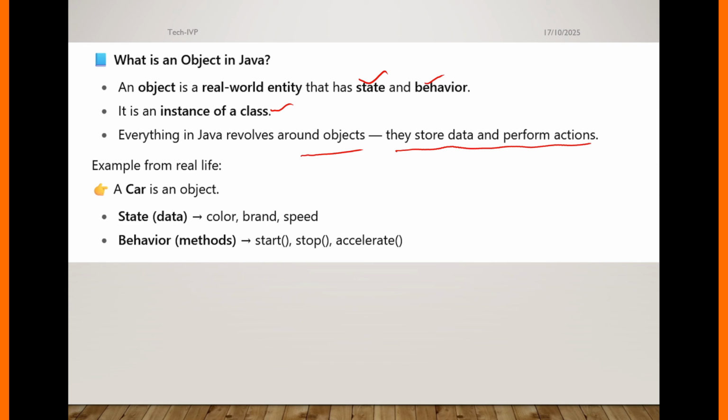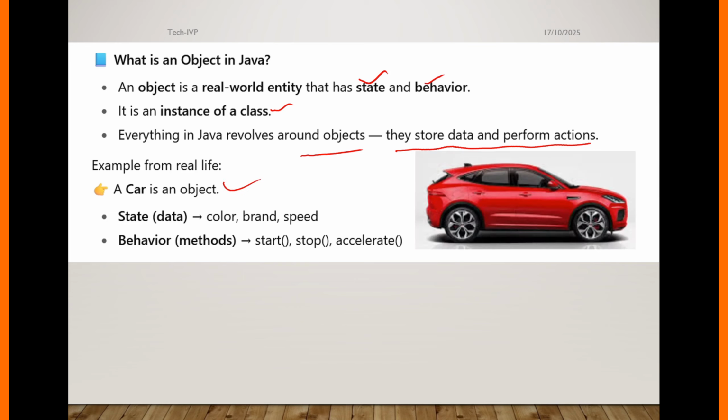For example, a car is an object. This car is an object because the car has some state and some behavior, some methods. State means data, like color, red; brand, Tesla; speed, 180 km per hour or 360 or 450 km per hour, whatever the speed. Behavior: what is the behavior? Start, stop, accelerate. These are the behaviors, and these are called methods.